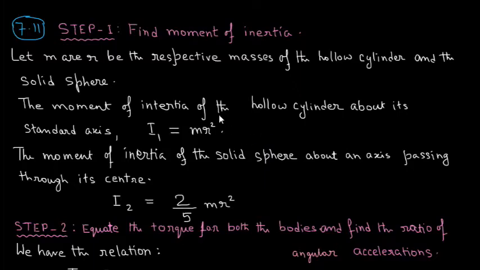We'll solve this sum in two steps. First we'll find the moment of inertia, and secondly we'll equate the torque for both the bodies and find the ratio of the angular acceleration. So let us see the first step. Let m and r be the respective masses and radii of the hollow cylinder and the solid sphere.